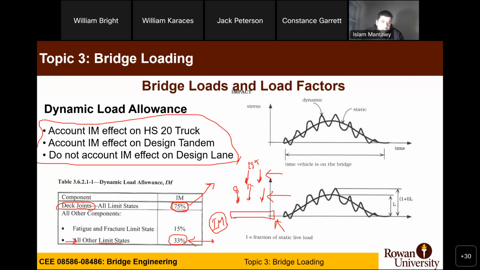It's actually here. You can read and cheat. So everything but the design lane. So the actual weight of the wheels on the road. Exactly. Whatever has an axle when you draw it, correct? When you draw your loads, if you have an axle, you have to multiply by IM. So the design tandem and HS20 and permit truck, but not the uniform load, right? Right, the design lane.